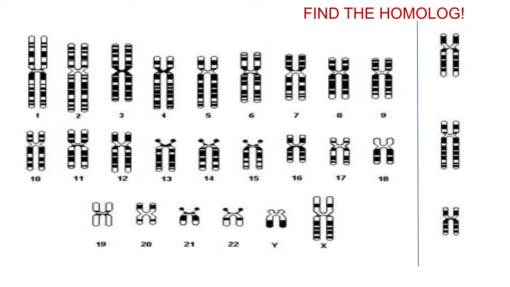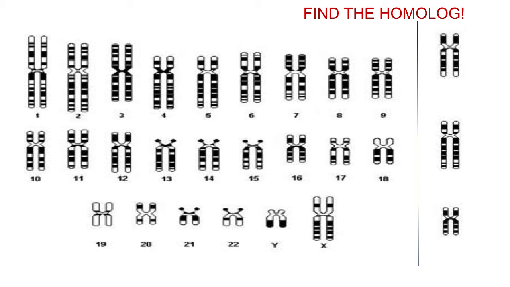So back to our karyotype here, a little exercise and activity that you can do. We have chromosomes on the right that have specific banding patterns, and your job is to find the homolog. Remember, homologous chromosomes are identical chromosomes, and they match up, they pair together. So see if you can take a minute here. You can pause the video and match up the chromosomes.